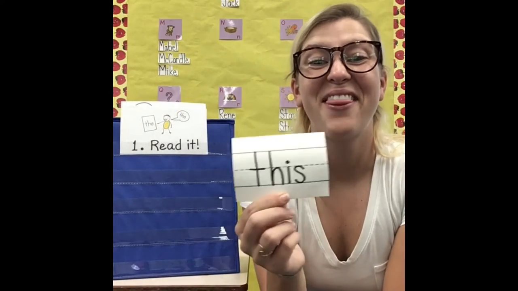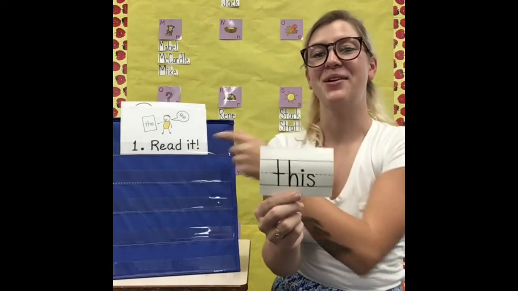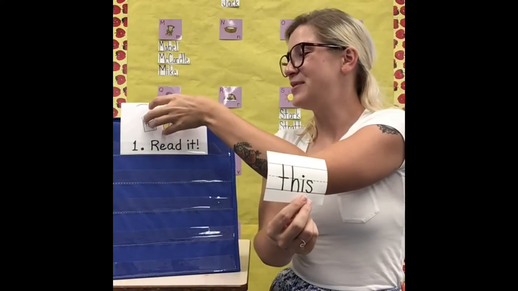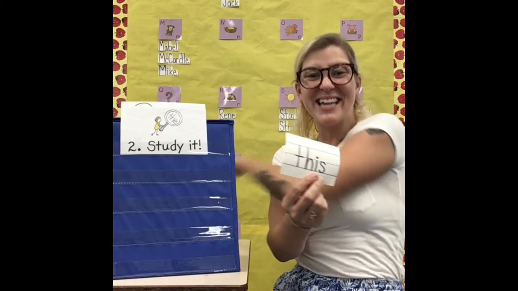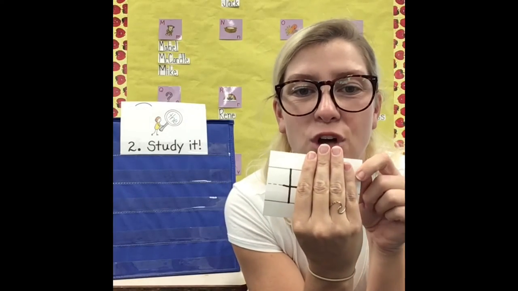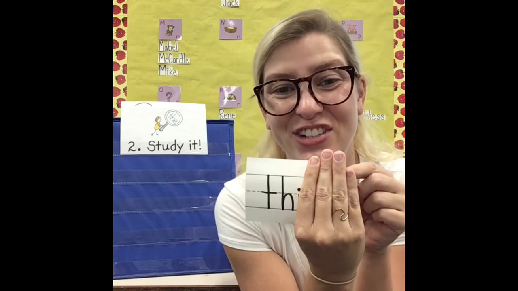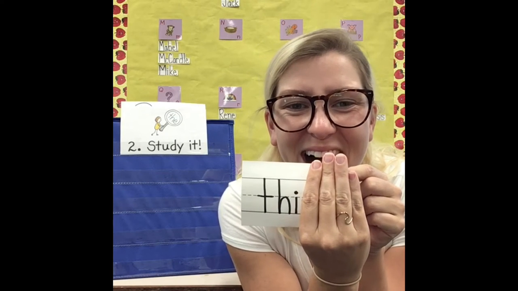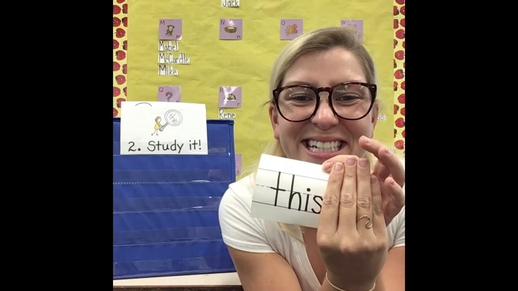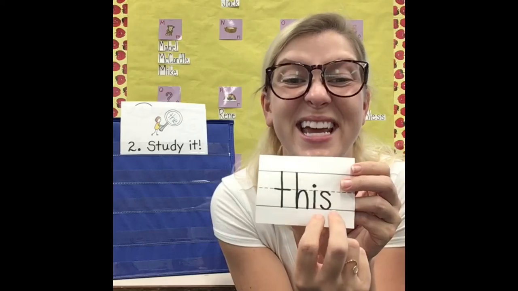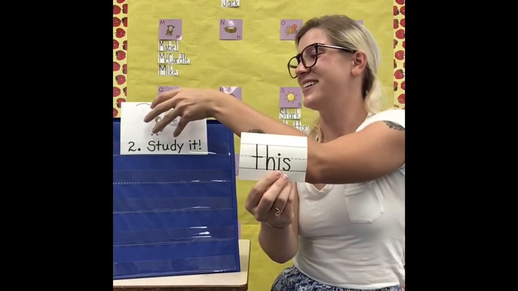Let's study our next word. Our next word is this. Let's read it together. This. Step 2, let's study it. I see a tall T, a tall H, a small I with a little dot, and a small S. This word has 2 tall letters and 2 small letters.